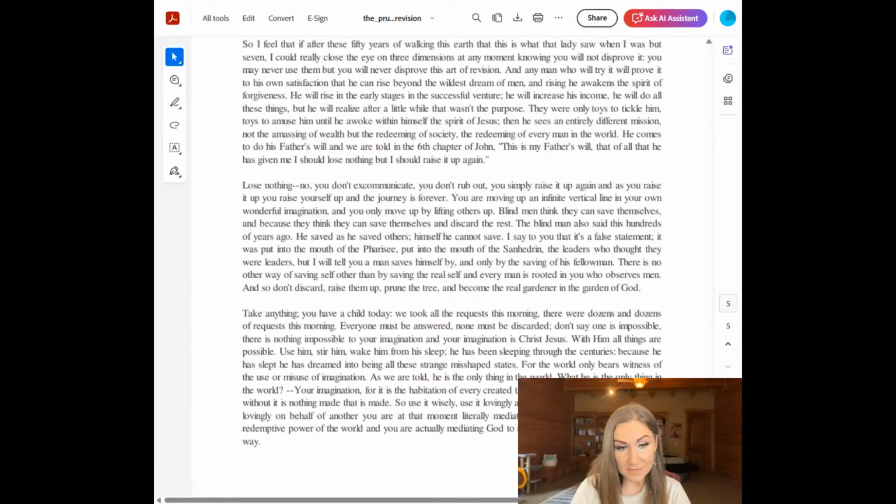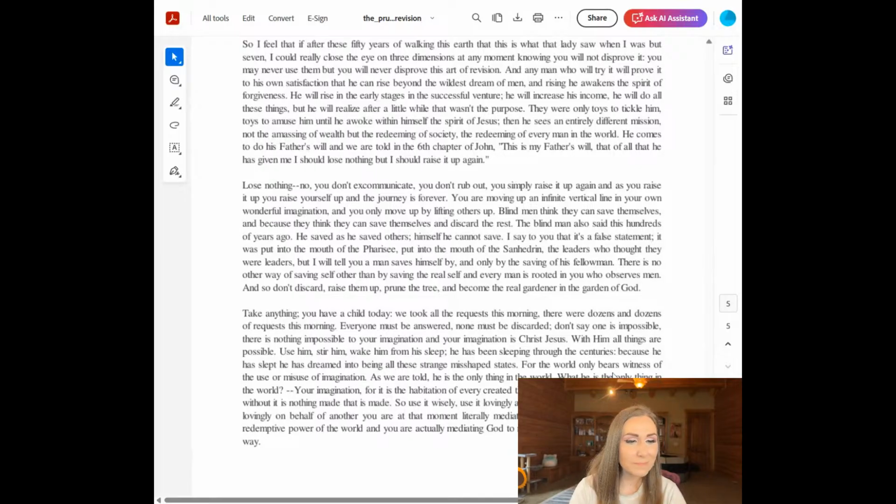Don't say one is impossible. There is nothing impossible to your imagination, and your imagination is Christ Jesus. With him, all things are possible. Use him, stir him, wake him from his sleep. He has been sleeping through the centuries. Because he has slept, he has dreamed into being all these strange, misshaped states.